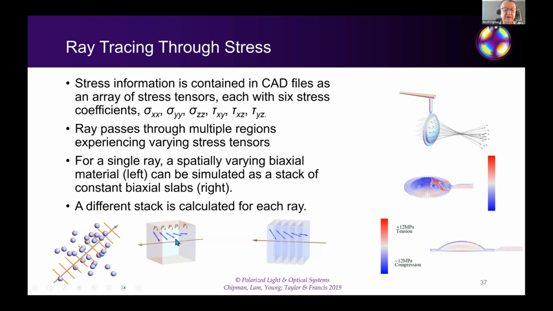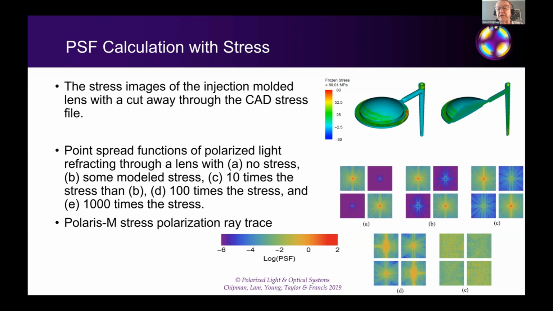But we can calculate this for each ray based on a stress calculation, and then perform a ray trace and update the polarization information we would get from the surfaces and coatings with the polarization information propagating through the lens. And so here's that lens that just shows a cross section through the lens showing stress distribution.